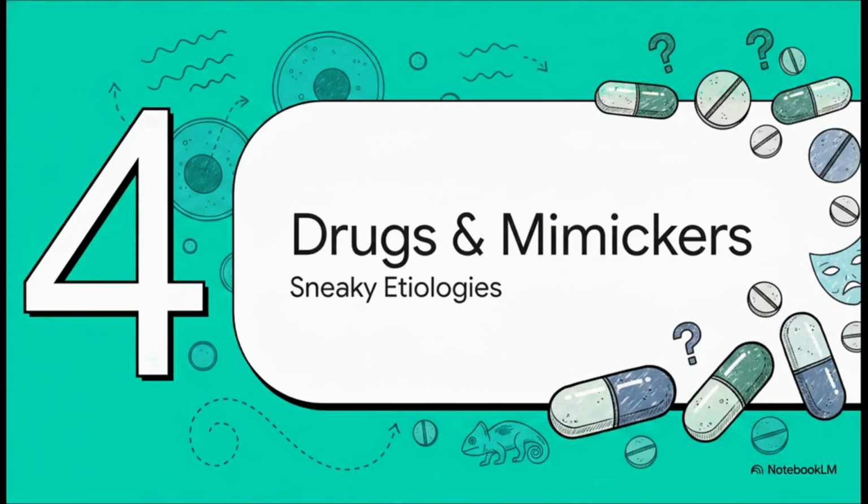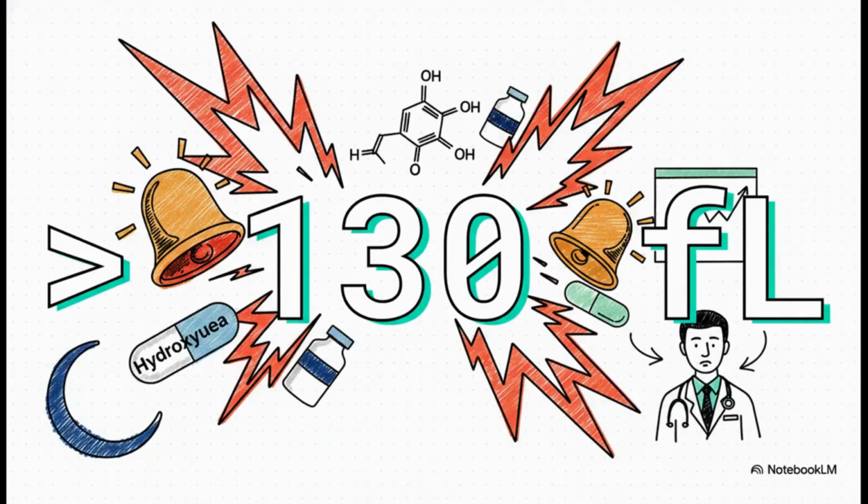Let's shift our focus now to drugs and hidden mimickers. If we ever see an MCV strictly greater than 130 femtoliters, alarms should immediately be going off in our head. This extreme threshold is a massive red flag for drug-induced interference. We're specifically talking about chemotherapeutics like hydroxyurea, or maybe older antiretrovirals like AZT.